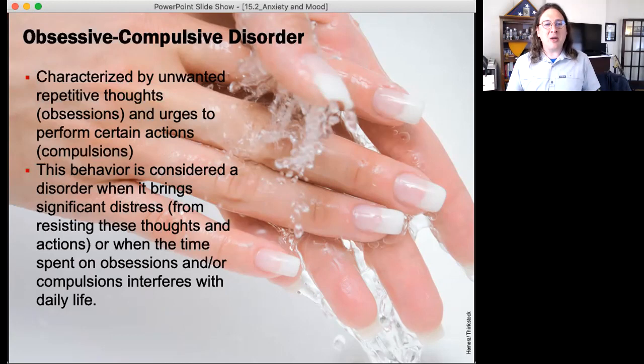But if you can imagine somebody constantly thinking about germs or constantly thinking about being robbed or fire starting or something that they just can't get out of their head, that's what it is. So whatever it is that you've experienced like that next day that you just can't stop thinking about, amplify that by like 100, and that's what somebody with OCD experiences with obsessions.